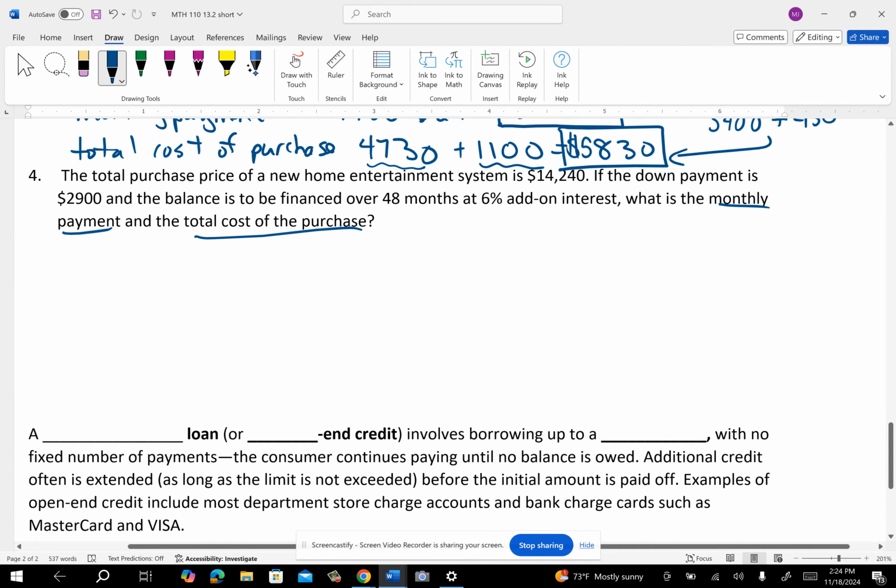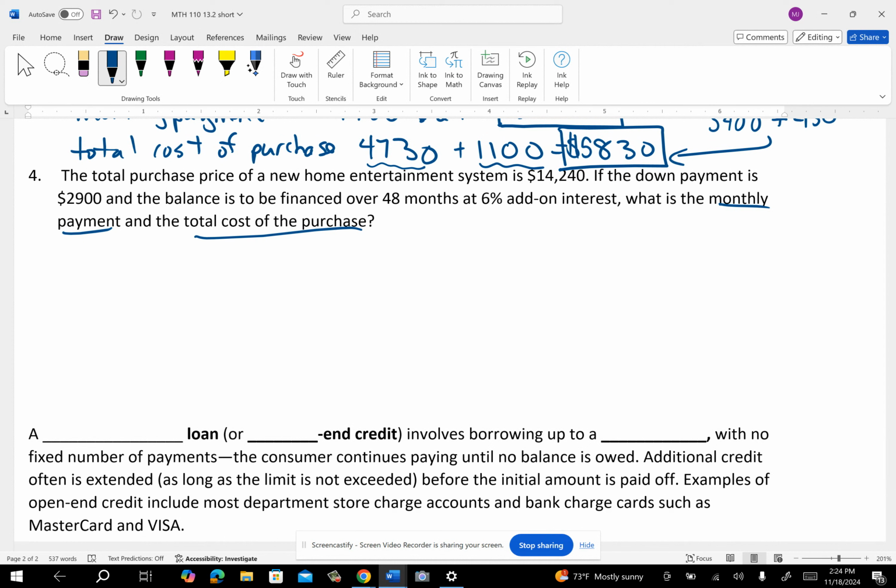Okay. So the total purchase price of a new home entertainment system is $14,240. The down payment is $2,900, and the balance is to be financed over 48 months, 6% add-on interest. And again, we want the monthly payment and the total cost of the purchase.